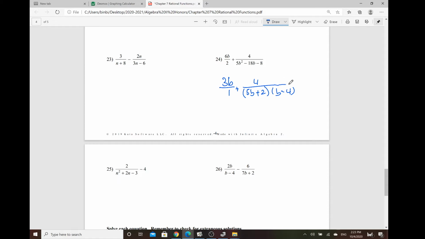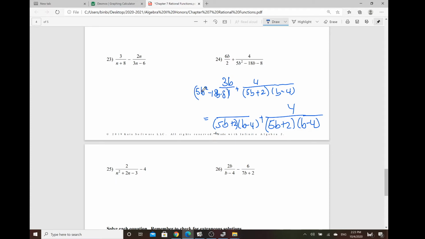So as you can see, the least common denominator is just 5b plus 2 times b minus 4 for both of them. So 5b plus 2 and then b minus 4. Now in order to convert this one from 1 to the least common denominator, you just want to multiply by 5b squared minus 18b and then minus 8.